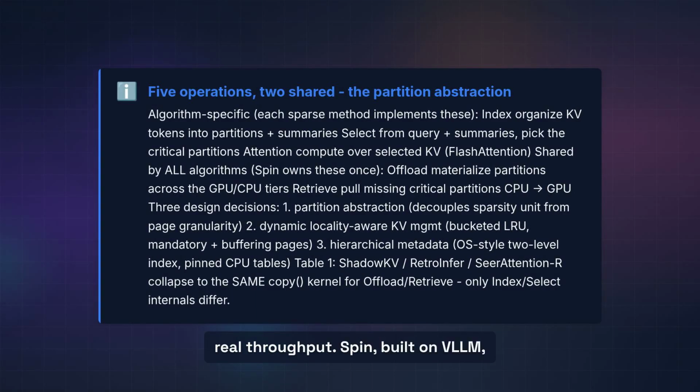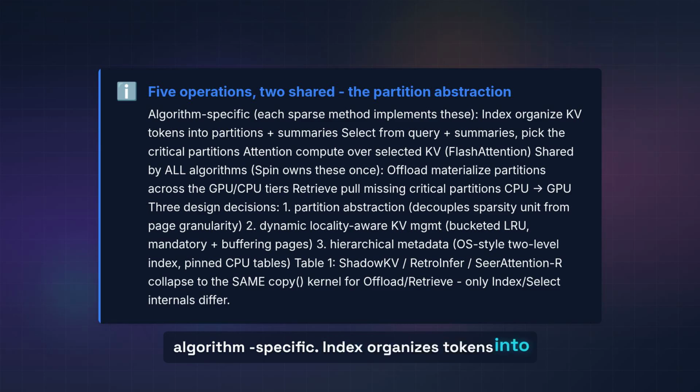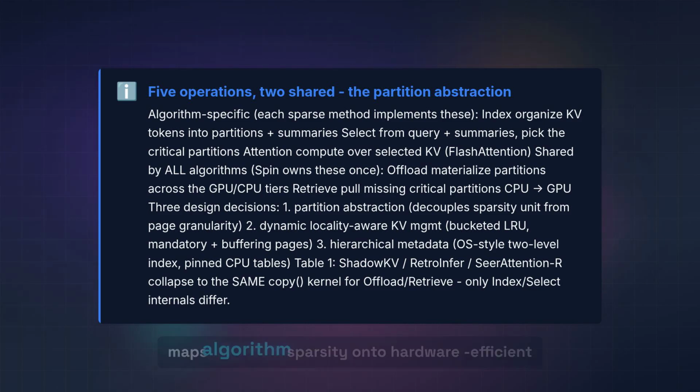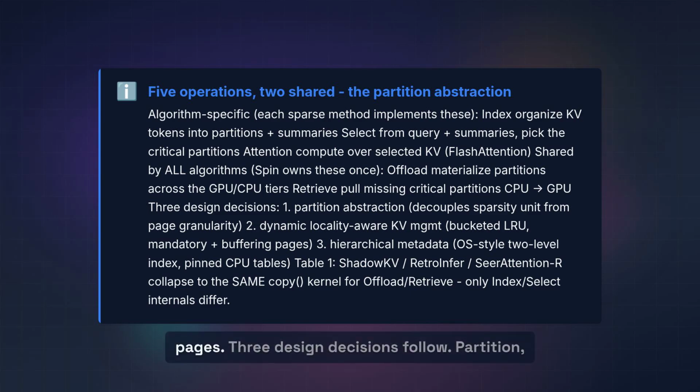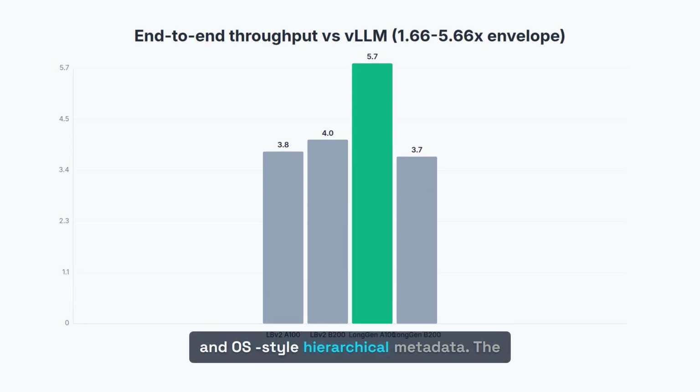Spin, built on vLLM, abstracts every sparse algorithm into one 5-operation pipeline. 3 operations are algorithm-specific. Index organizes tokens into partitions. Select finds the critical partitions for the current query. Attention computes over them. 2 operations are shared. Offload materializes partitions across the GPU and CPU tiers. Retrieve pulls missing ones back. The unifying unit is the partition, a token group that maps algorithm sparsity onto hardware-efficient pages. 3 design decisions follow: partition abstraction, locality-aware bucketed LRU management, and OS-style hierarchical metadata.